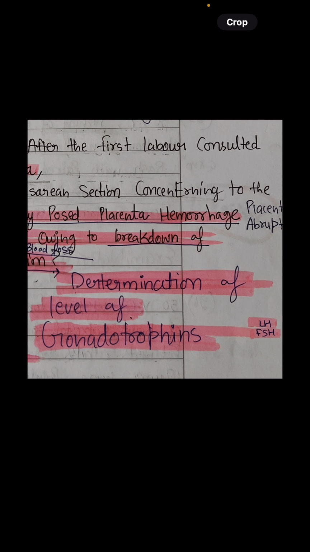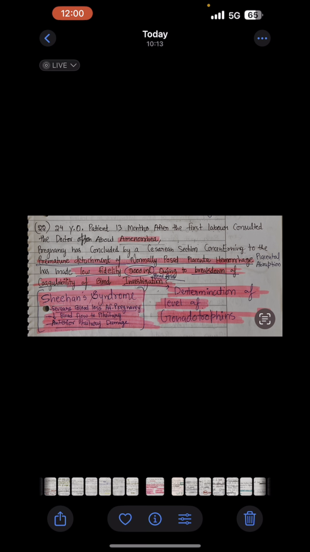So we are going to do the determination of gonadotropins. Gonadotropins are released by the pituitary gland. If we check the gonadotropins, we will come to know if the pituitary is working properly, or if the pituitary response is negative. If the pituitary response is negative, it means during the last blood loss the pituitary got necrotized, and this is Sheehan syndrome. Now let's go next.